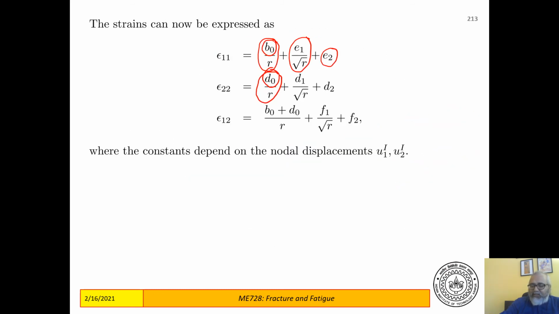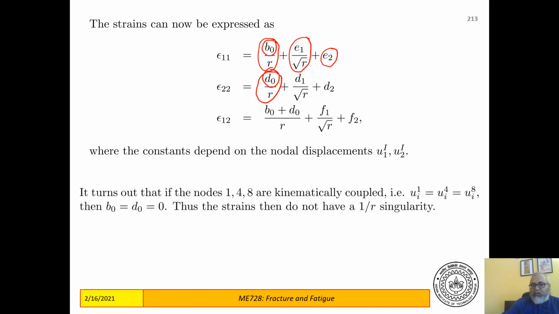I'm not showing it explicitly here, it's just a bit tedious to show. You have to actually get these constants and show it. But if you make sure that ui1, ui4 and ui8 always remain equal to each other during the deformation, then you can show that b naught and d naught go to 0, which means that this term and this term are 0 in the strain and therefore in the stress.